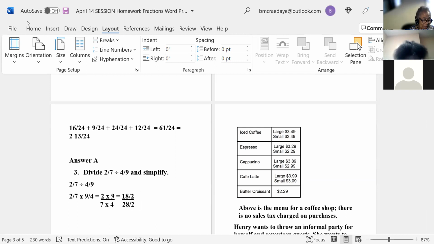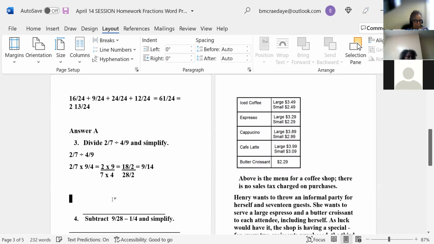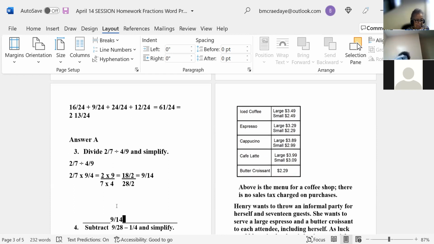When you have even numbers, a lot of times you have to simplify them, right? So let's put, 2 into 18 is what, Maureen? 9. Okay, so this would be 9 over 14. All right, that would be the answer. That was the one where you just put the answer there. So 9 over 14. That wasn't a multiple choice.